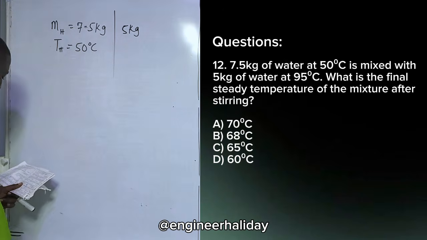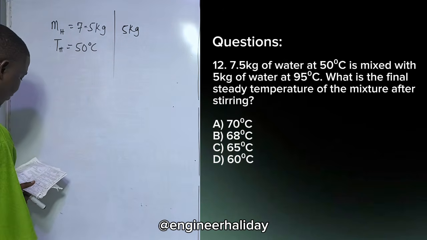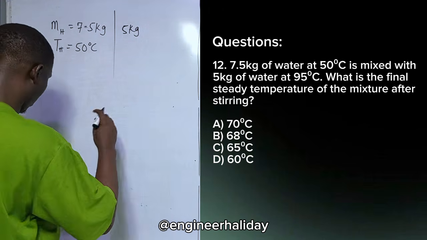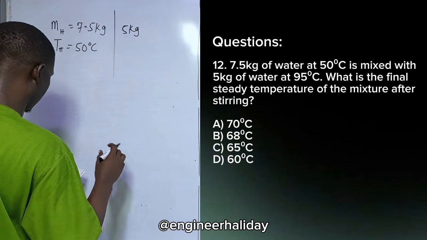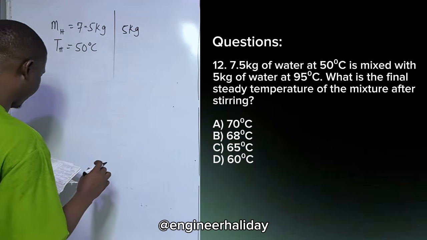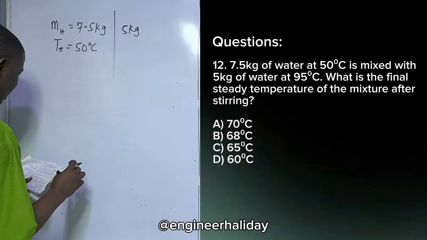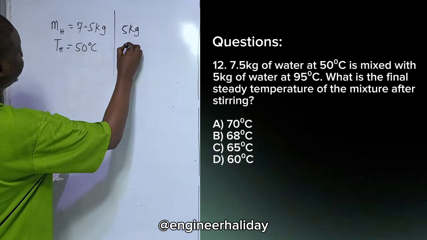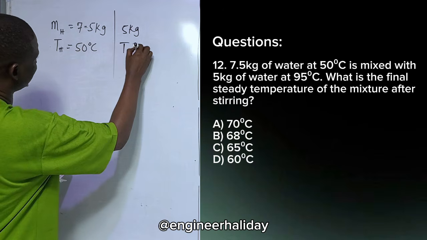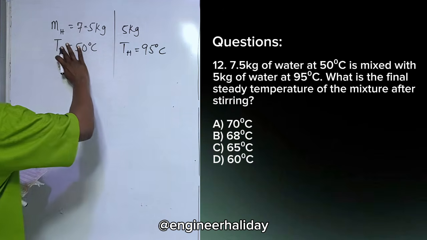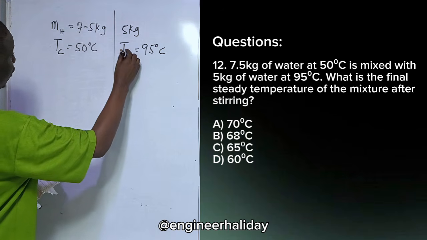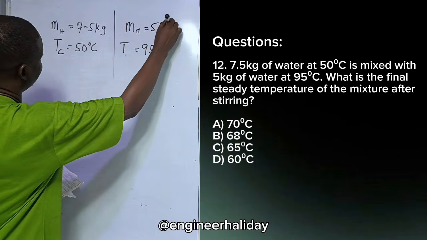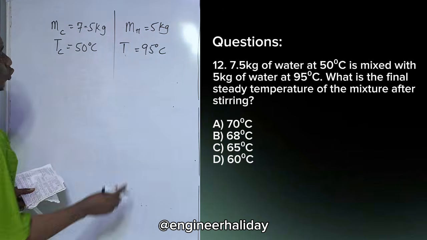Don't forget the last question. The answer is 0.67, option C. So now the next question says 7.5 kilogram of water at 50 degrees Celsius is mixed with 5 kilogram of water at 95 degrees Celsius. That means this one is hot. Then how do I know this one is cold? So this is hot, this is cold. So this mass of hot water, 5 kilogram, this mass of cold water.